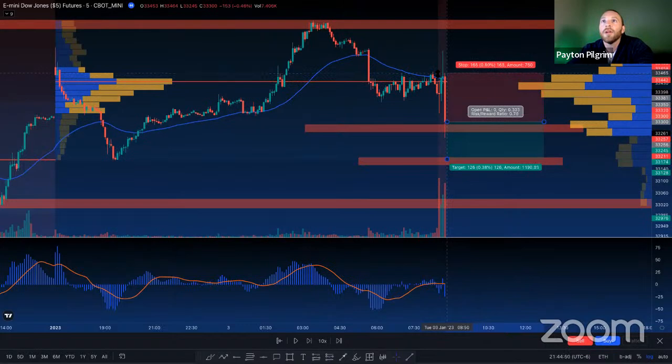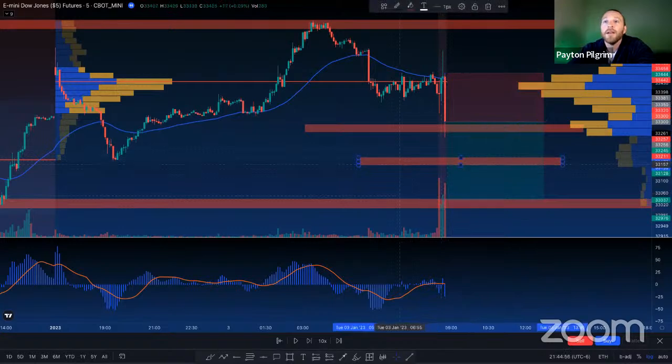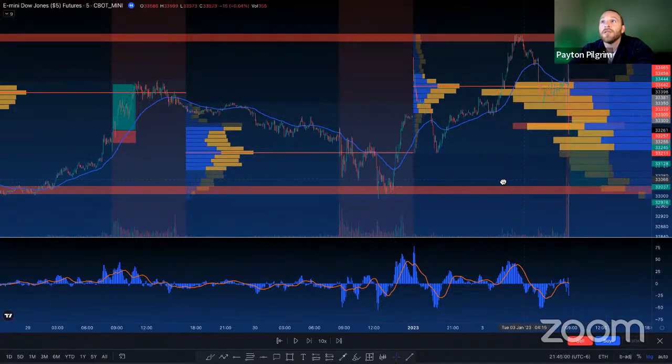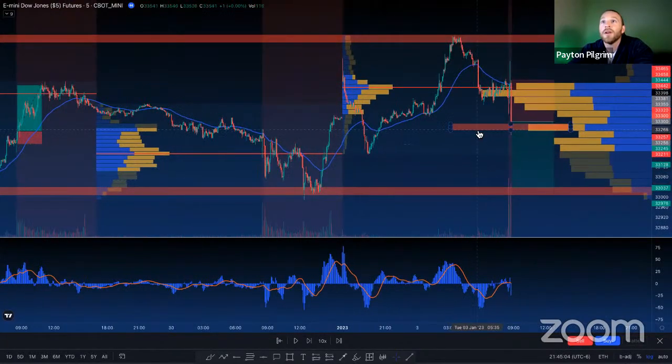We'd put our stop loss here. The next zone is the major zone, which will be down here, minor right there. So I'm gonna try this and see how this works out.